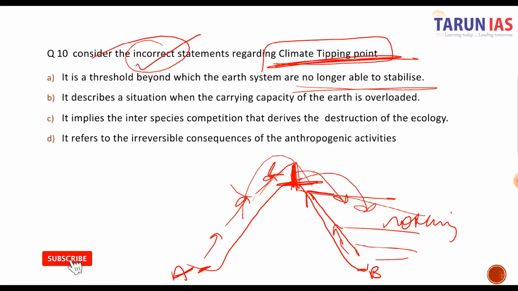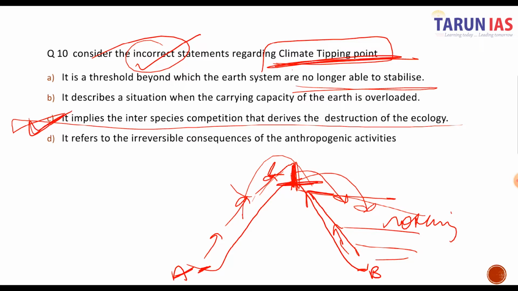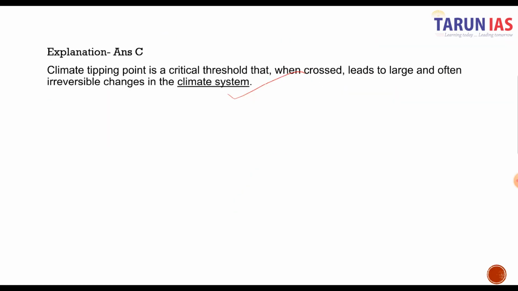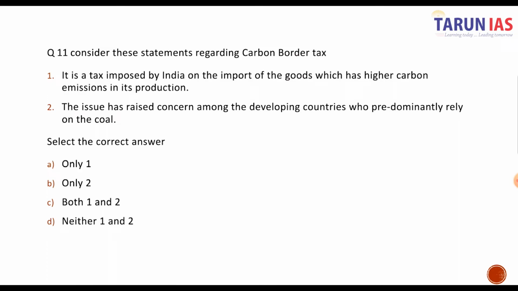We have to choose the incorrect statement here, right? It implies the interspecies competition that drives the destruction of the ecology. This is not the climate tipping point. It can be described by some other word, but this is not climate tipping point. So C will be our correct answer. However, the rest of the statements are somehow related with climate tipping point. One line explanation is given here. You can read it. I have already explained to you what climate tipping point is.